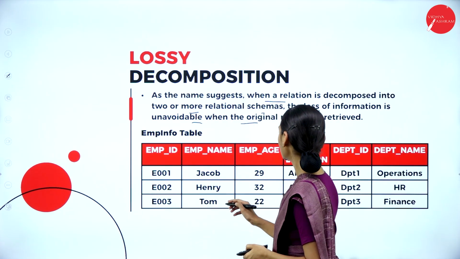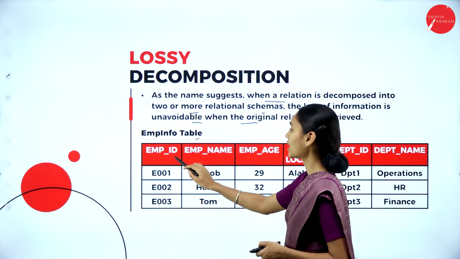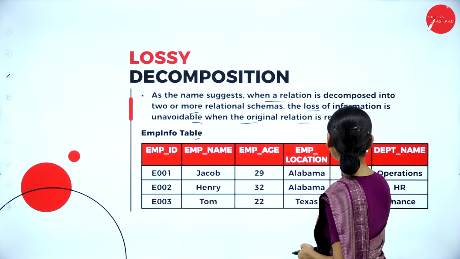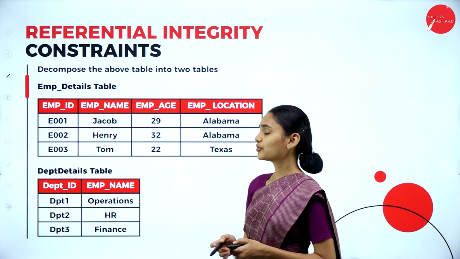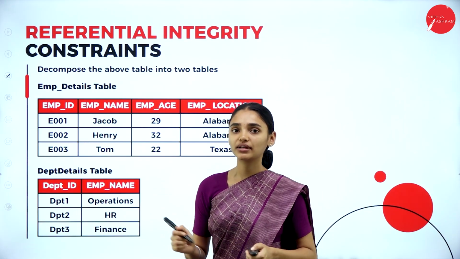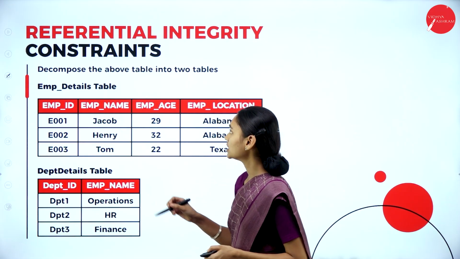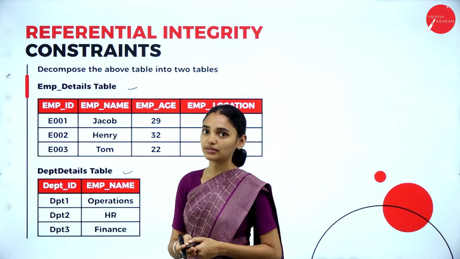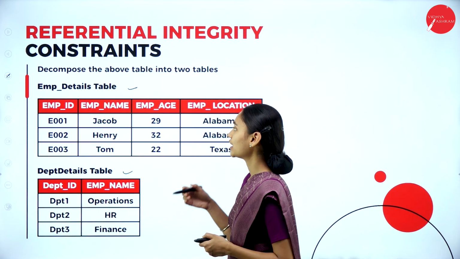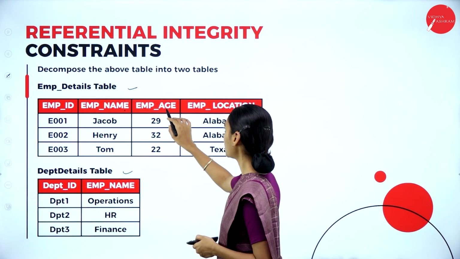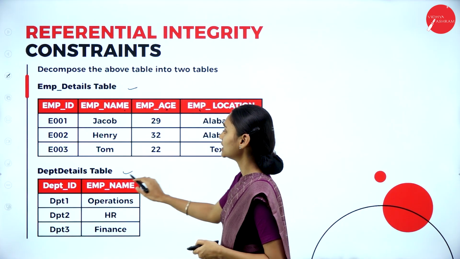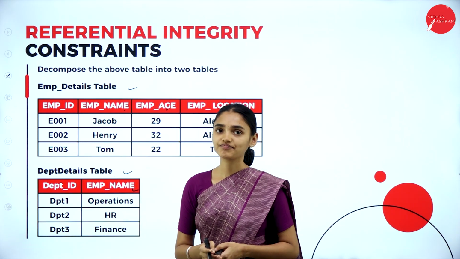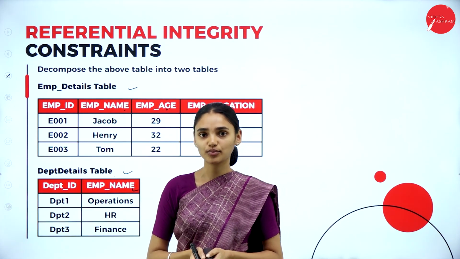The example for that is the employee information table. In that we have employee ID, employee name, employee age, employee location, department ID and department name. Suppose we divide that whole table into two tables: one is the employee details table and another is the department details table. In the employee table we have employee ID, employee name, employee age and employee location. In department we have the department ID followed by the employee name. This is an example for lossy decomposition.